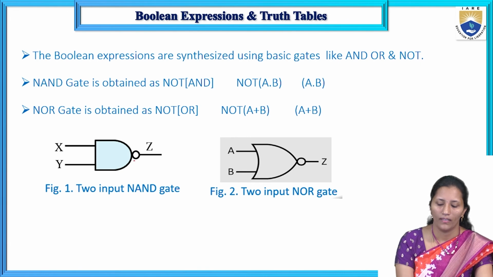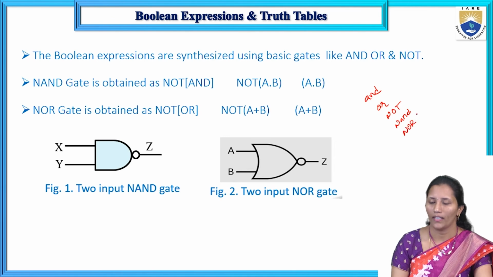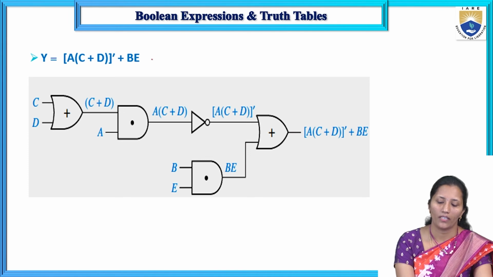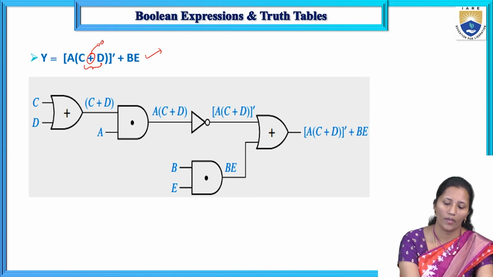So here, NAND operation and NOR operation. Boolean expression synthesis using basic gates AND, OR, NOT. NAND is nothing but AND inversion, NOR is nothing but OR gate inversion. Okay. So if we want to express any equation using logic gates, so here C plus D. C and D is given, plus is nothing but OR gate. Okay, we are performing OR operation.